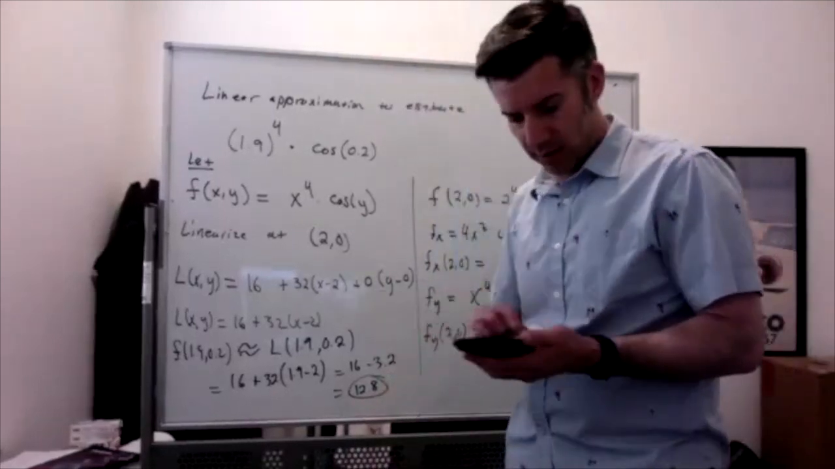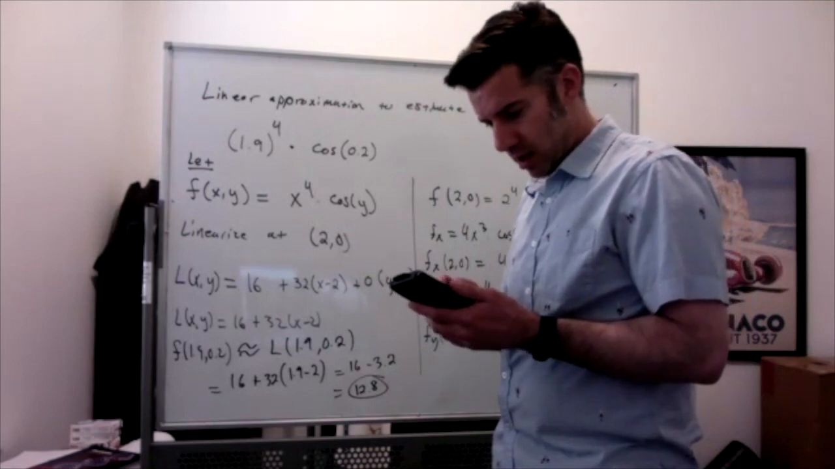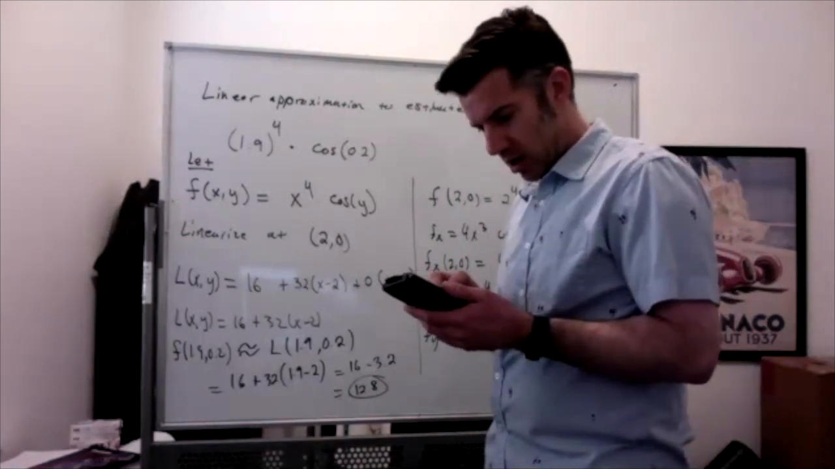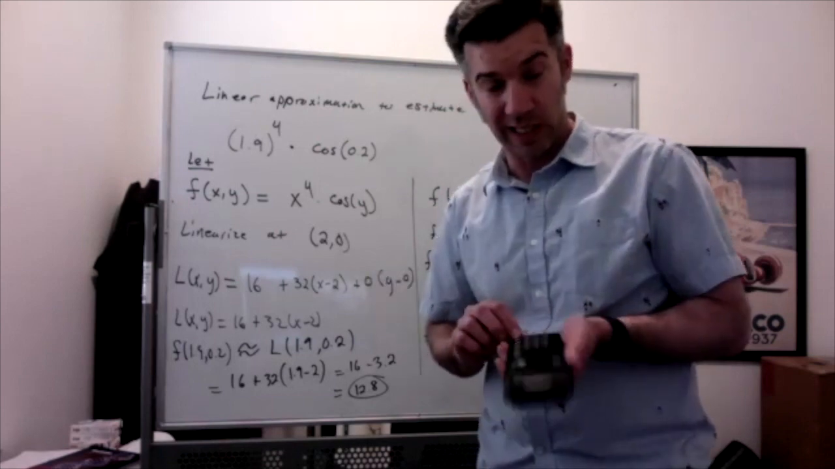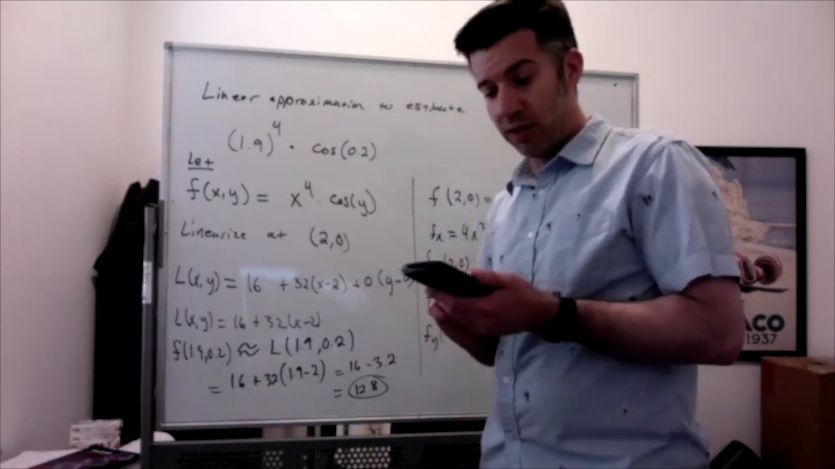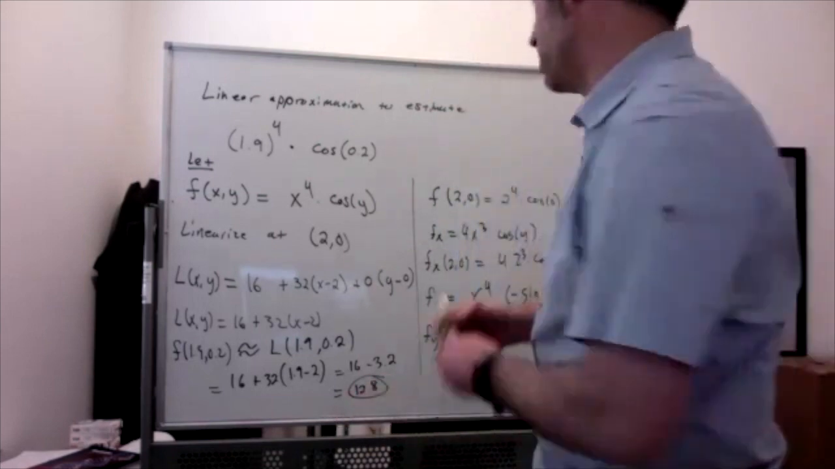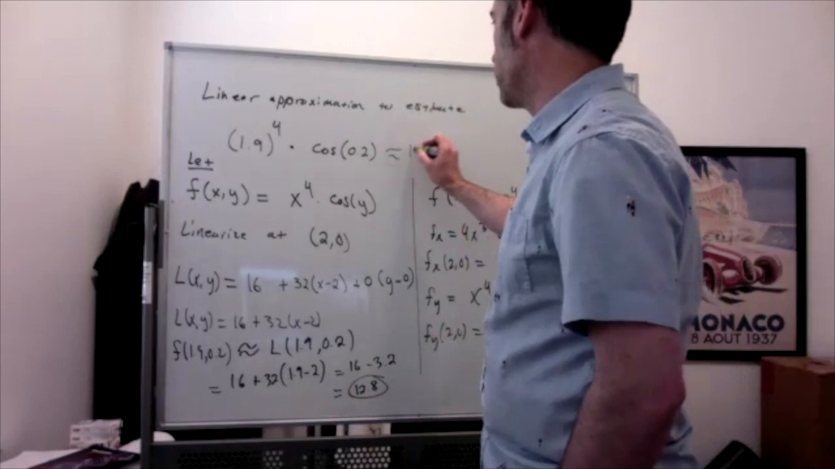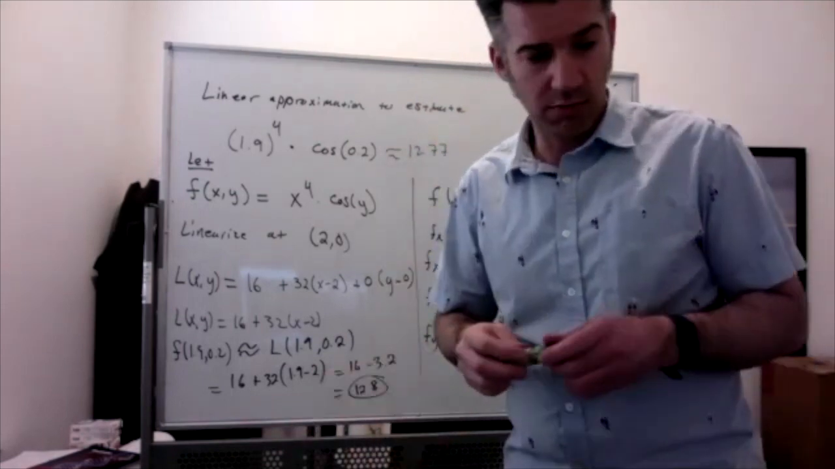We did the calculator, 1.9 to the fourth power times cosine of 0.2. We should be in radians, not degrees. I get 12.77. That's pretty good. Yeah, I feel good about that. So it's actually about equal to 12.77. Cool. So our approximation is quite good.